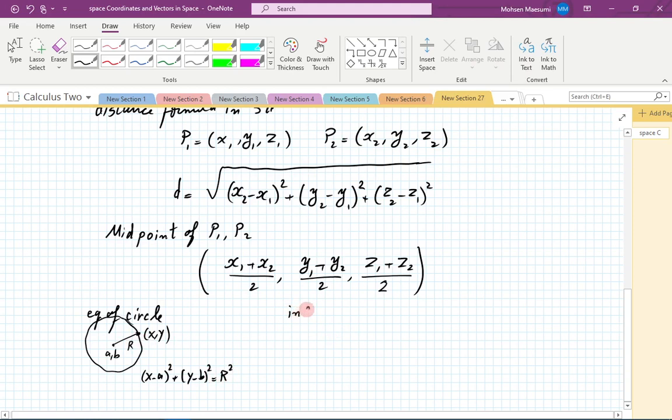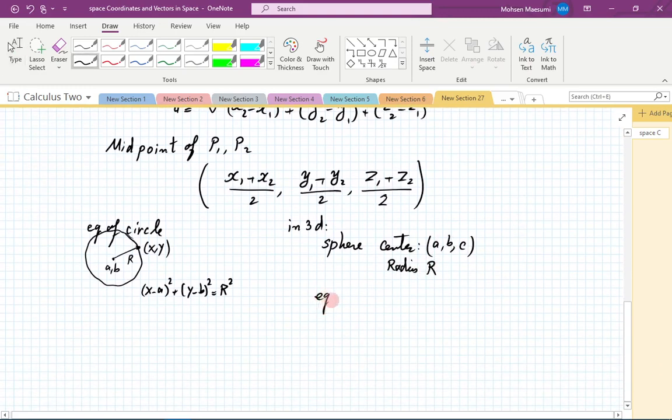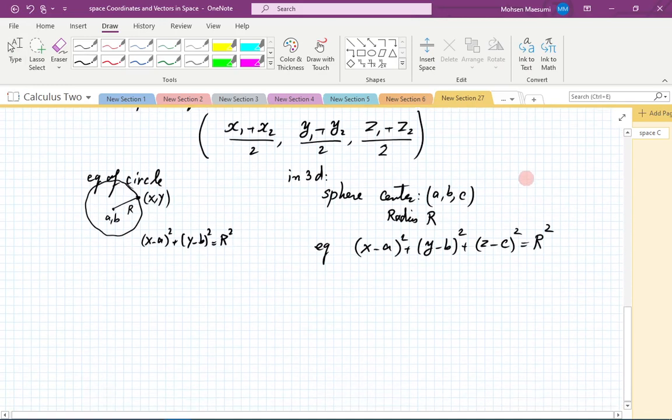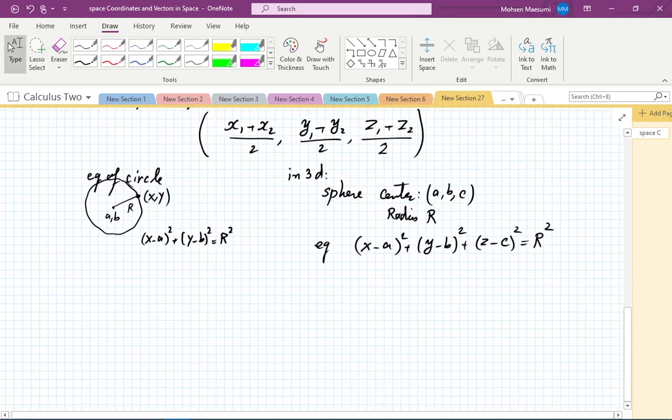Well, in 3D, our shape is going to be a sphere. Suppose the center of the sphere is, let's call it (a, b, c), and the radius of it, let's just continue to call it r. The equation is going to be (x minus a) squared plus (y minus b) squared plus (z minus c) squared, and all of that is equal to r squared. So what is this formula? That is really the distance formula squared on both sides, and that gives us our spheres.